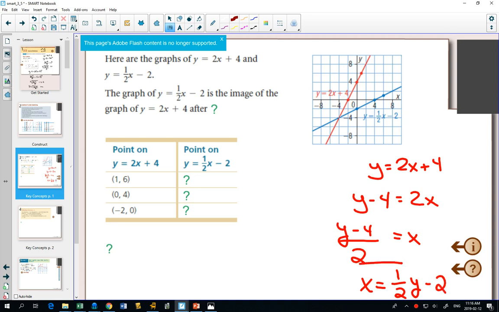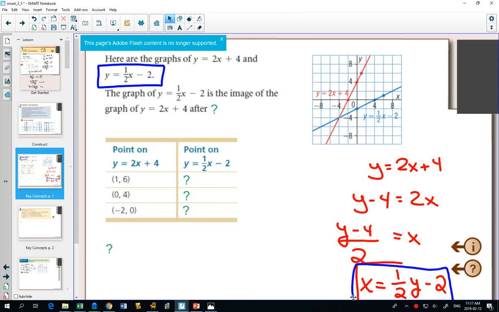And I want you to notice the similarity between that, when I switched x and y, and the blue equation. The blue equation says y equals 1/2 x minus 2. What's interesting about this is that when you solve for x, and then at the end switch the x and the y, you get this equation.